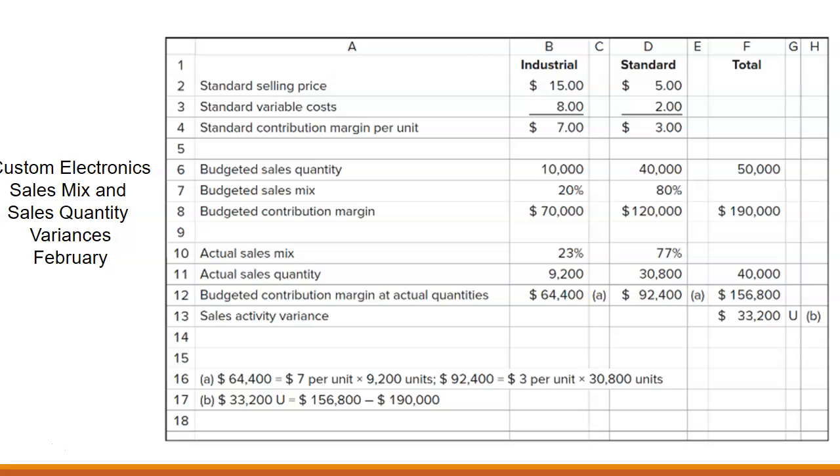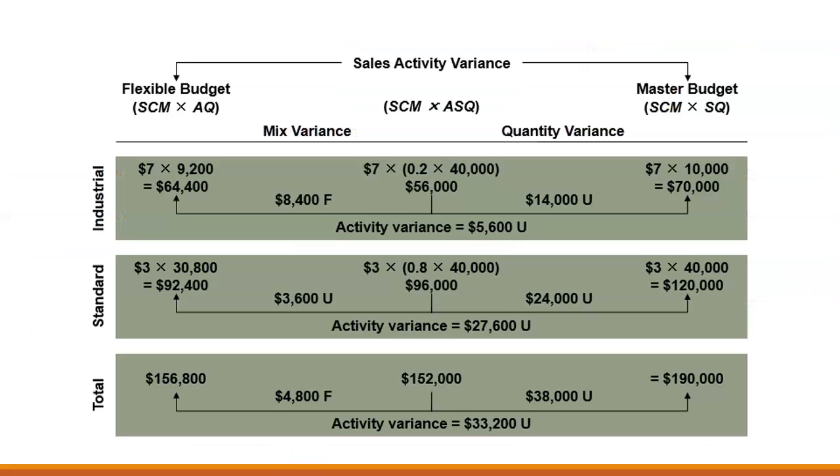We look at our actual results. We actually sold 23% to 77%. So then we look at what is our budgeted contribution margin at our actual quantities and what was our sales activity variance. So we break down those sales activity variances.